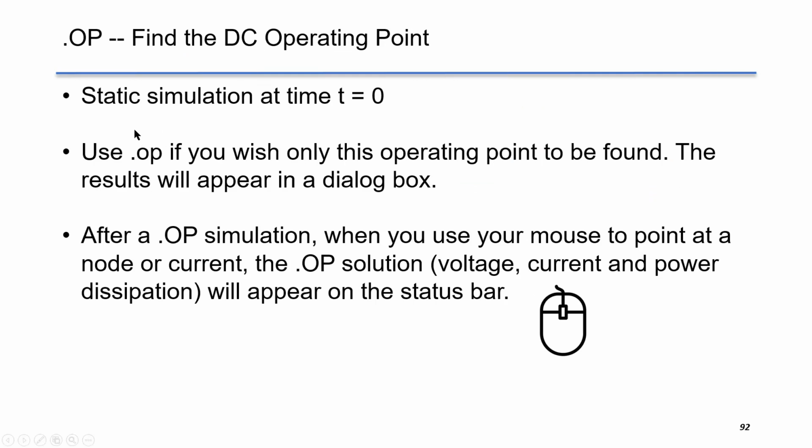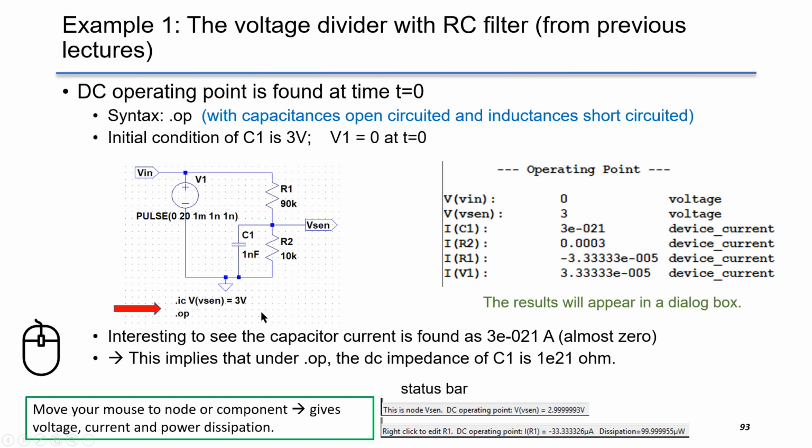A few more things. First, the DC operating point is about a static simulation when time t equals 0. After simulation, the operating points of the circuit will appear in a dialog box. Also, you can move your mouse to a node or component to check its voltage, current, and power dissipation, which is very helpful. In this example, it is a voltage divider with RC filter, which has been shown before. The DC operating point is found at time t equals 0. The syntax uses .op.